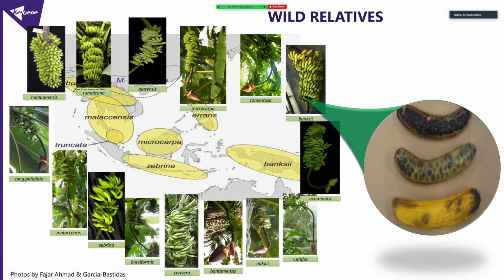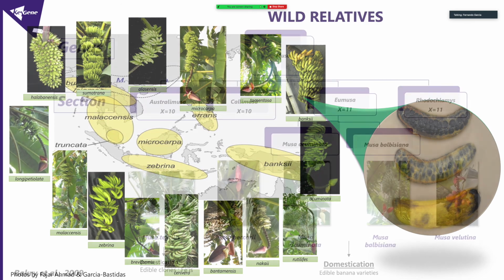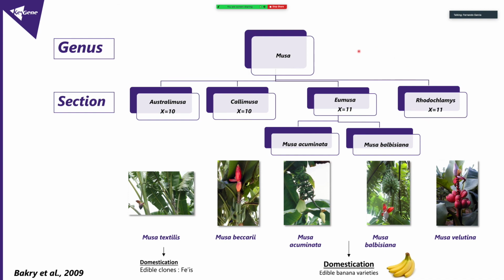I'm going to make a short parenthesis here to say that sometimes I say all bananas or all wilds. When I say all, think that there are always exceptions. So for example, if I say all edible bananas are sterile, there are always exceptions. So in banana, we have exceptions for everything.